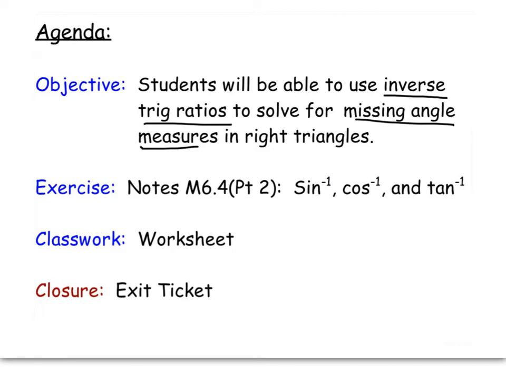Yesterday, we were using regular trig ratios to solve for missing side measures. So our lesson today is going to be directly related to our ratios from yesterday, but we are going to be solving for missing angles instead of missing sides. We will also be using what are called inverse trig ratios.